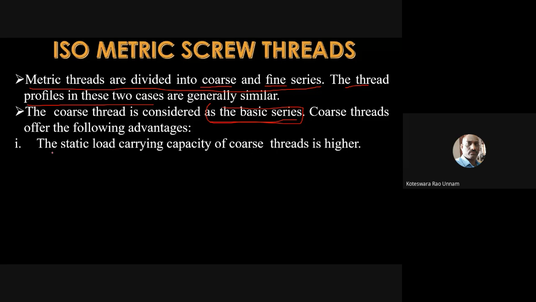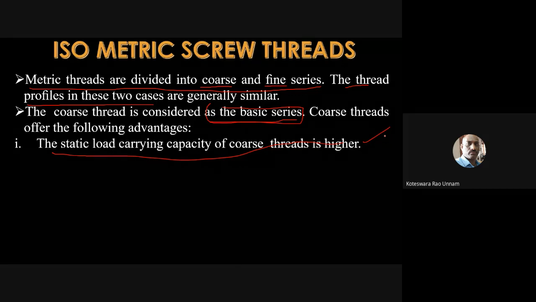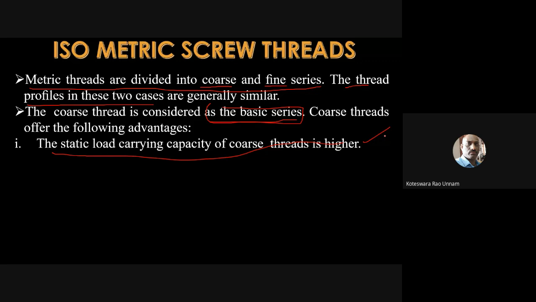The static load carrying capacity of coarse threads is higher. So if you don't have any restriction on the pitch you need to use for the threads, people will select the coarse threads because they have higher load carrying capacity. If there is no restriction on the pitch of the thread, then definitely people will go for coarse threads because they provide higher static load carrying capacity.